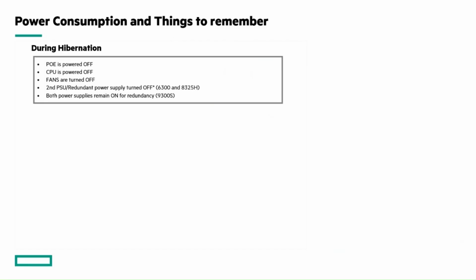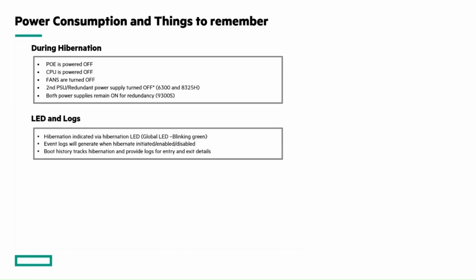The CPU is powered off. There is no traffic flowing across the switch when you configure the hibernation and the switch has gone into the hibernation state. Fans are turned off. In case of two power supplies, that is redundant power supplies, if you have a 6300 switch or 8325H switch, the primary power supply will be in the on state, and the secondary power supply will go to the off state during the hibernation. In case of 9300S, both power supplies remain on for redundancy purposes. In case of 6300, if you have a single power supply, it will be in the on state during the hibernation.